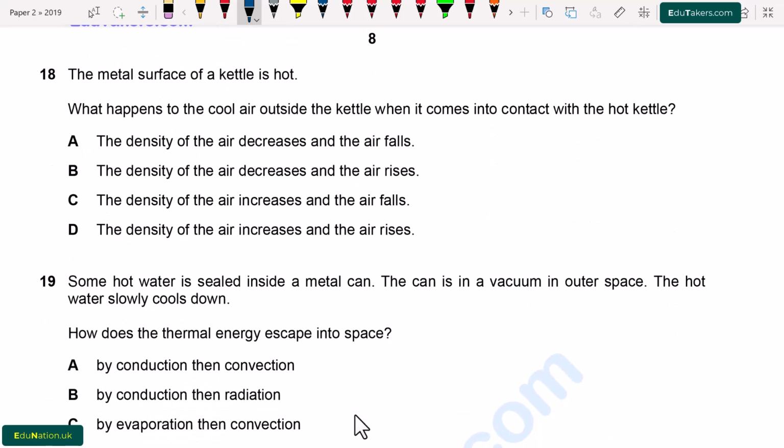Question number 18. The metal surface of a kettle is hot. What happens to the cool air outside the kettle when it comes into contact with the hot kettle? Option A. The density of the air decreases and the air falls. B. The density of the air decreases and the air rises. C. The density of the air increases and the air falls. D. The density of the air increases and the air falls. First of all, there is hot kettle.